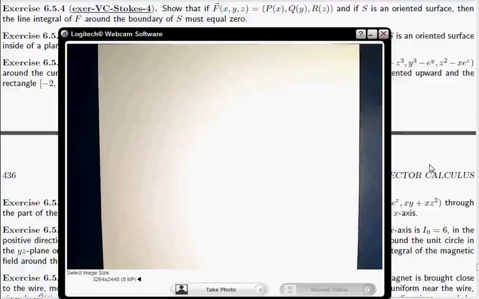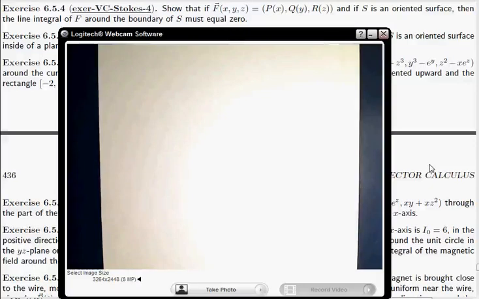Okay, so number 4 here. Now, what it looks like we're given is that we have a vector field F, and we don't know what the components are. P, Q, R. What do we know? And we've got an oriented surface. We don't know anything about the surface, other than it has a boundary curve.